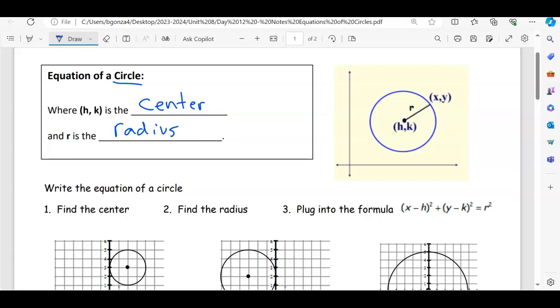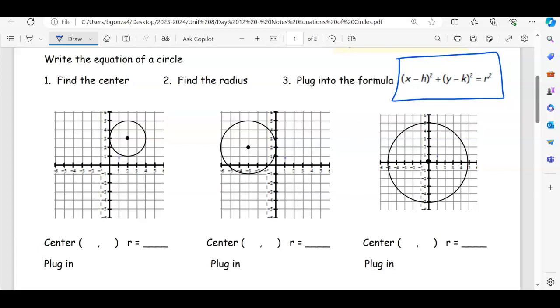Now, here's your 3 steps. If you're given a graph, step 1, find the center. Step 2, find the radius. And step 3, plug into this formula. So everybody box this formula. This is the formula we're using today on the notes in the assignment.